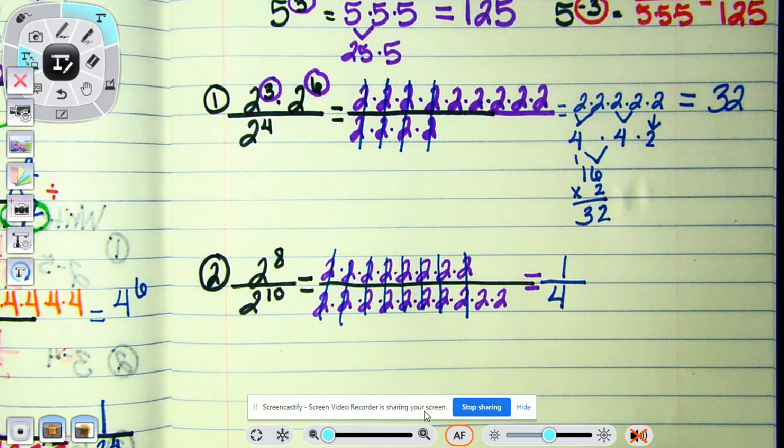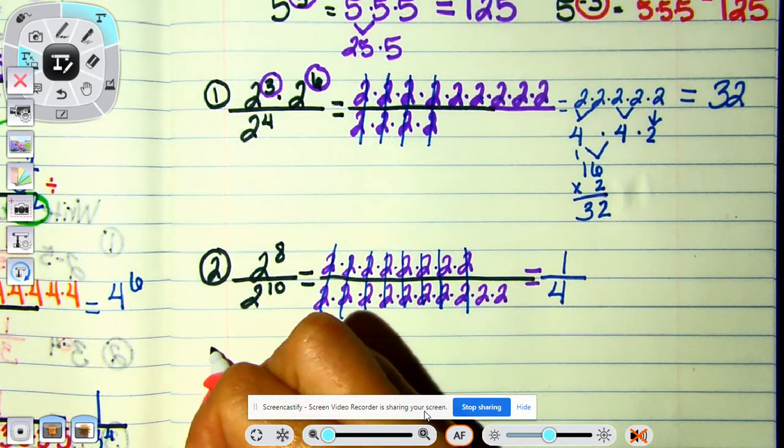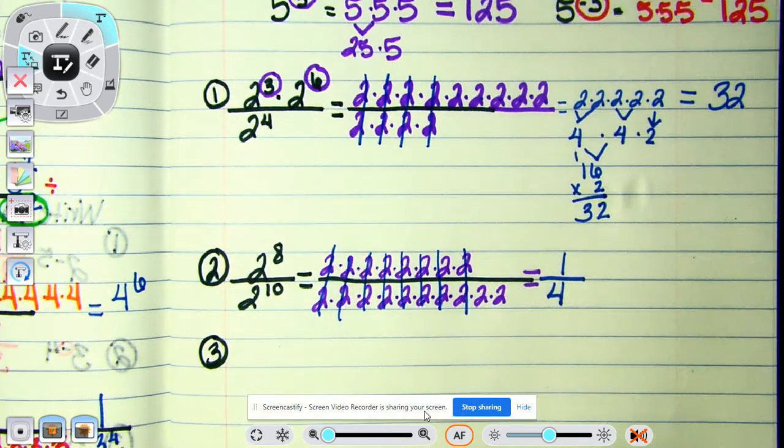Okay, let's do another one. One more without changing anything, and then number 4, we're going to kick it up a notch. We'll do 4 and 5.